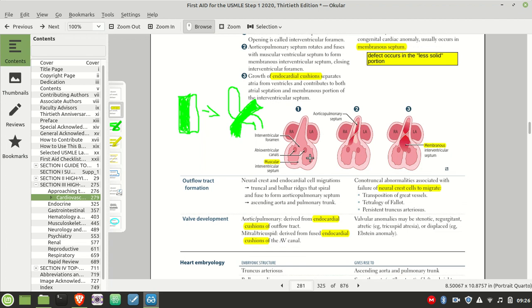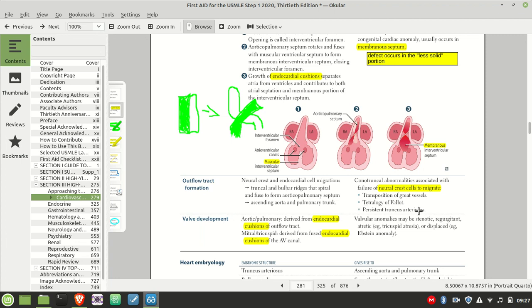With problems in neural crest migration, you're not going to be able to make this nice aorticopulmonary septum that then goes down and contributes to the membranous interventricular septum. So what are the few things that can happen if you don't have good neural crest cells? Well, transposition of the great vessels. You don't get this right to left, left to right. You can actually have the bottom all messed up. Tetralogy of Fallot, again that makes sense.